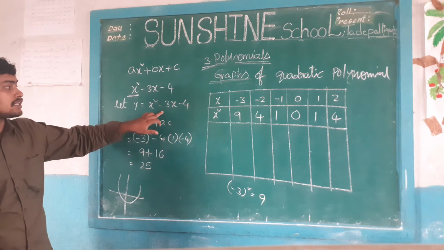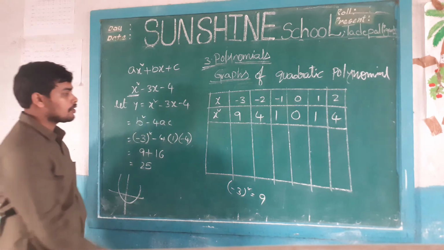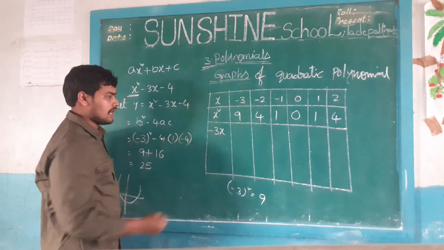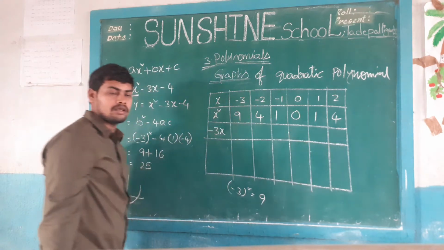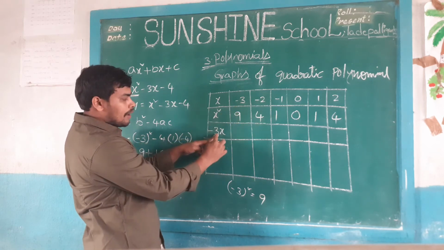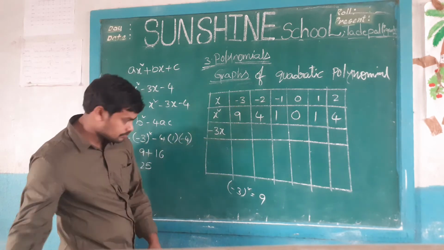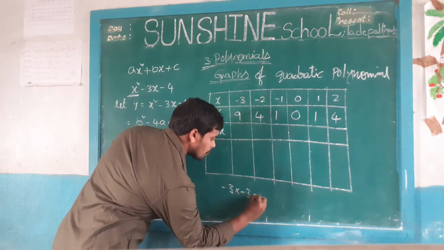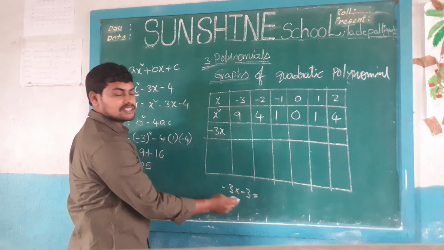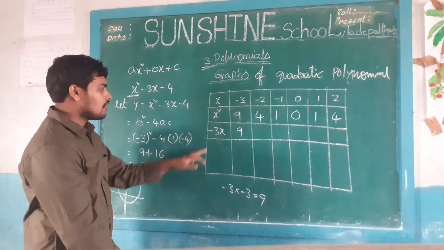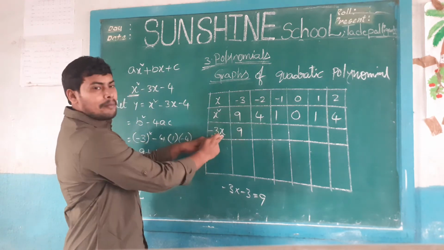Next, the term 3 into x, that is equal to minus 3x. So minus 3 into minus 3. Minus minus plus, 3 into 3 is 9. Write down the 9 here. Next, minus 3 into minus 2.